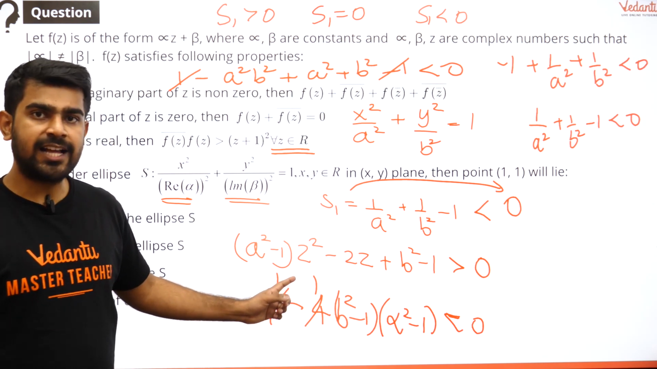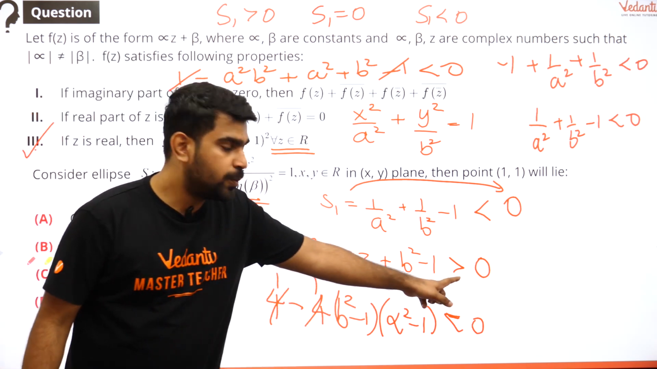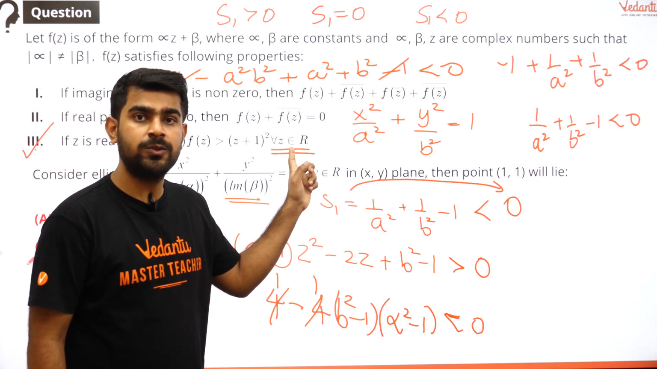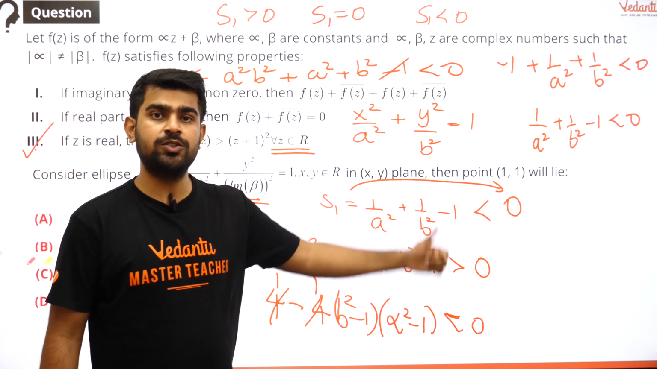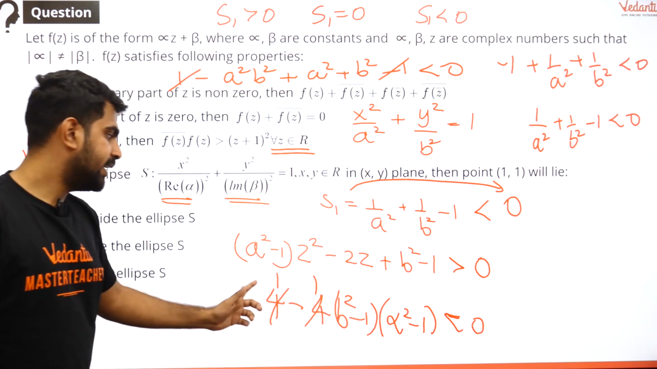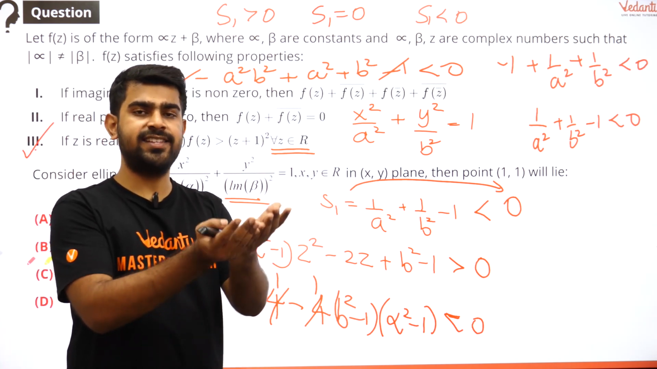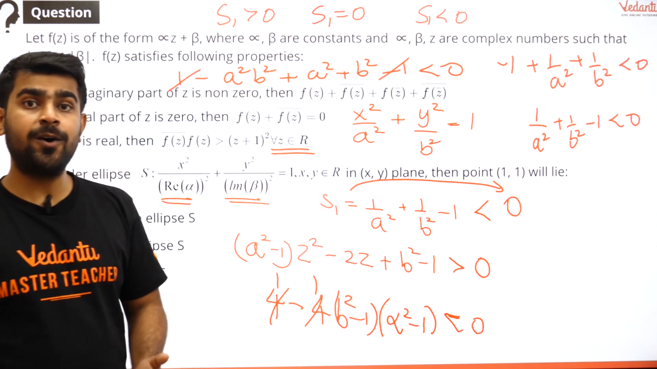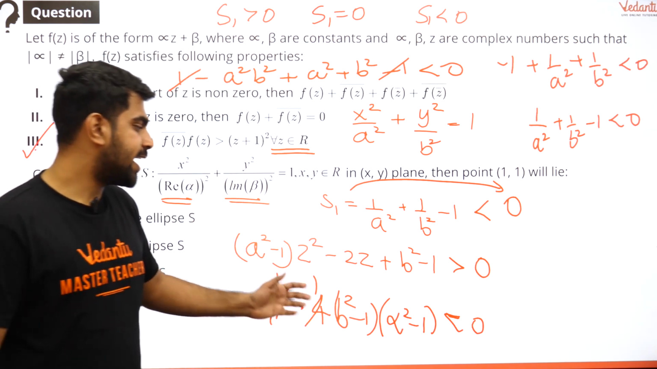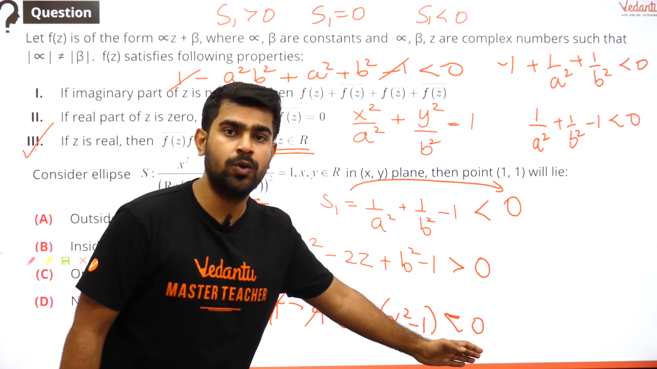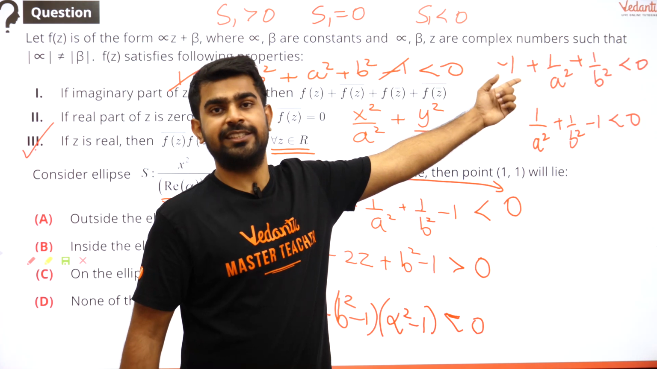So what I did here is I had a quadratic equation, and if my quadratic equation is always positive for all z belonging to real numbers, that means my coefficient of z square must be positive and my graph should be above the x-axis always. So if it has to be above the x-axis always, it will have no real roots. If it has no real roots, then I can say my discriminant is less than 0.